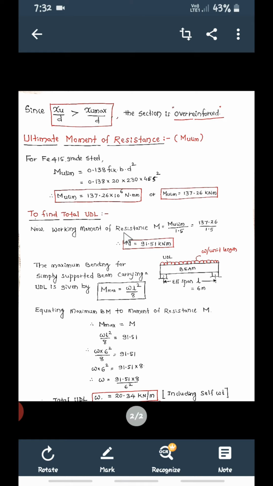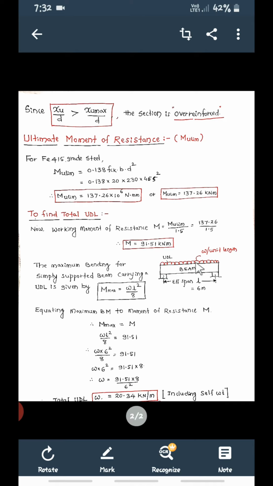So working moment of resistance, M, is equal to Mu limit divided by 1.5. This value divided by 1.5 will give M, the working moment of resistance. So M is equal to 91.51 kilonewton meter. This is Mu limit, and now it is M, the working moment of resistance. Now next, see the beam section. It is given that it is a rectangular section, simply supported beam.